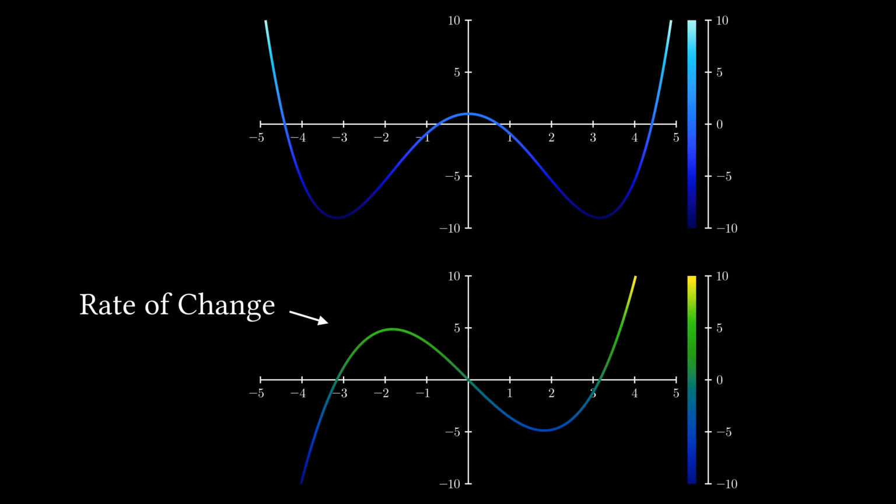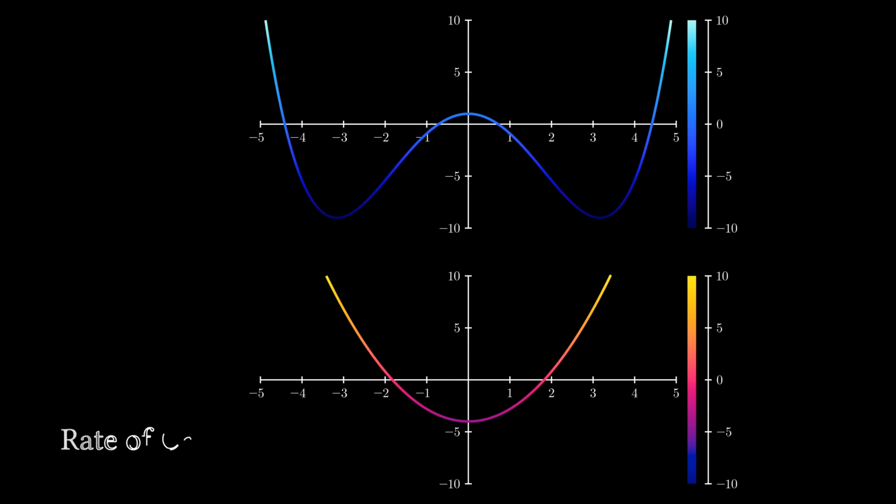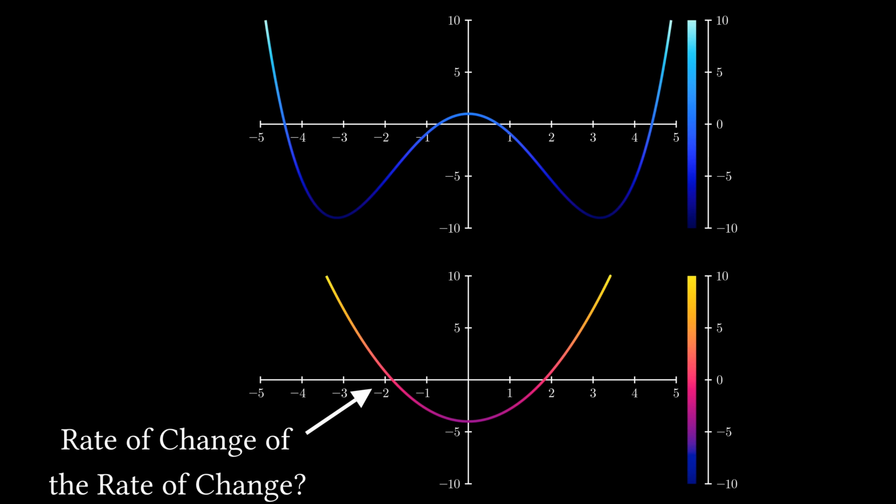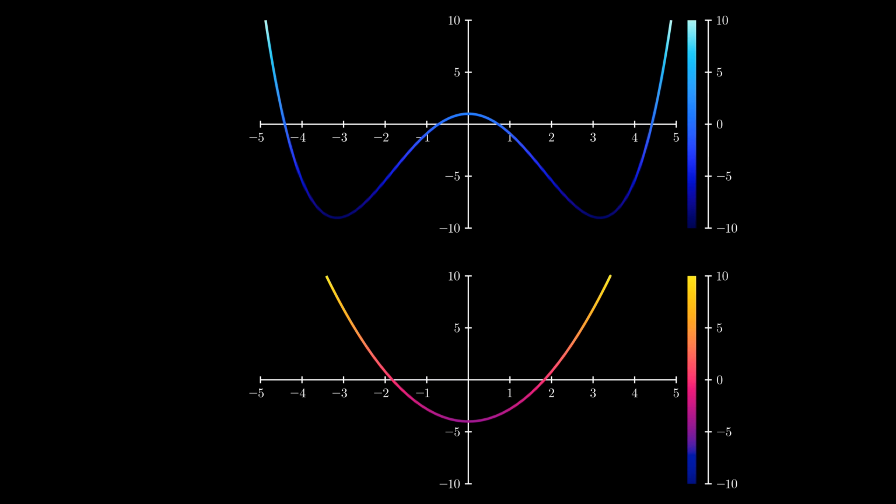We know that the first derivative is the rate of change of the function. So the second derivative is the rate of change of the rate of change of the function. But that doesn't really tell us much. Let's see if we can find some relation from examining their plots.